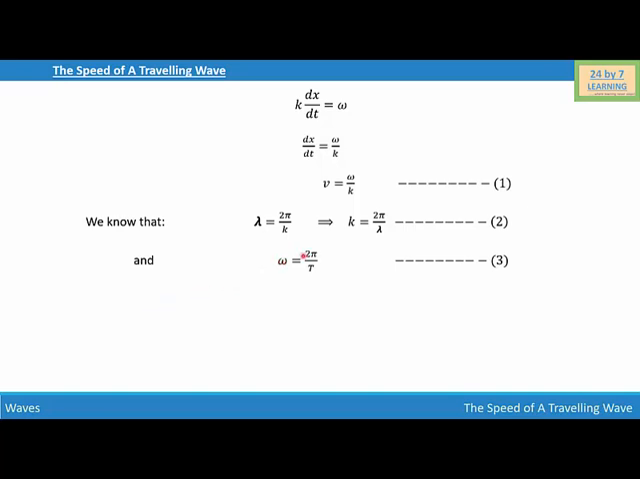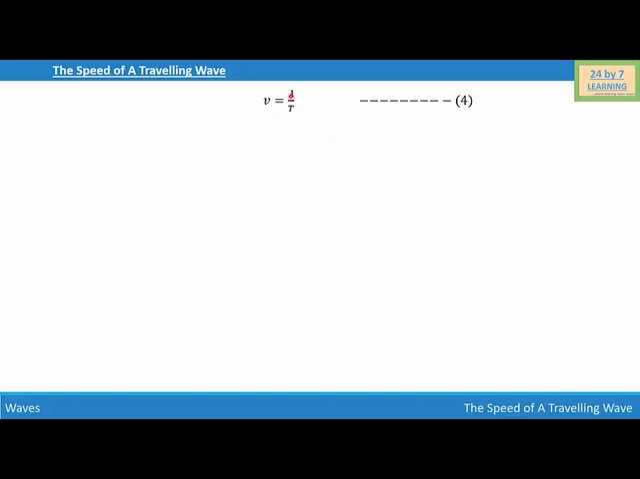Now let's substitute the value of k and ω into the first equation. Substituting the value of k and ω in equation 1, we can write velocity v is equal to ω/k, and for ω we are substituting 2π/T, and for k we are substituting 2π/λ. And as we can see, 2π is in the numerator, so we can cancel that out from both, and then we will have velocity v is equal to λ/T. So v is equal to λ/T, and let this be our equation number 4.